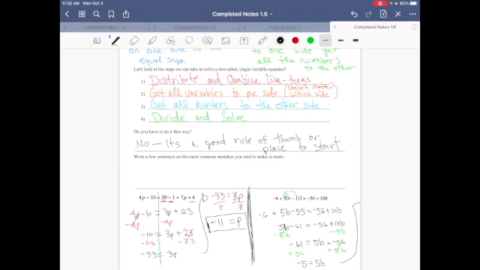And I'm running out of room again. We'll just divide both sides by -5. Get rid of this guy. And we get b equals -1.